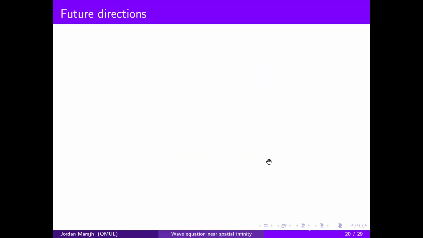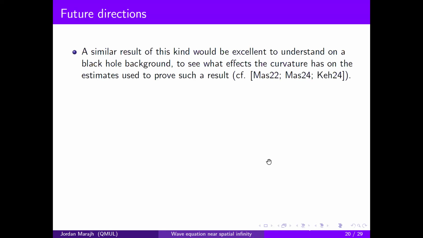So, some information about future directions. I think it would be interesting if you had this similar scattering result on some kind of black hole background, to see what effects the curvature has on the estimates that we have to prove such a result. So this would connect more to the work of Hamad Masood and Kehrberger. Kehrberger has this lovely series of papers on the case against smooth null infinity. And Hamad Masood has done some linearized scattering in Schwarzschild using a slightly different setup.